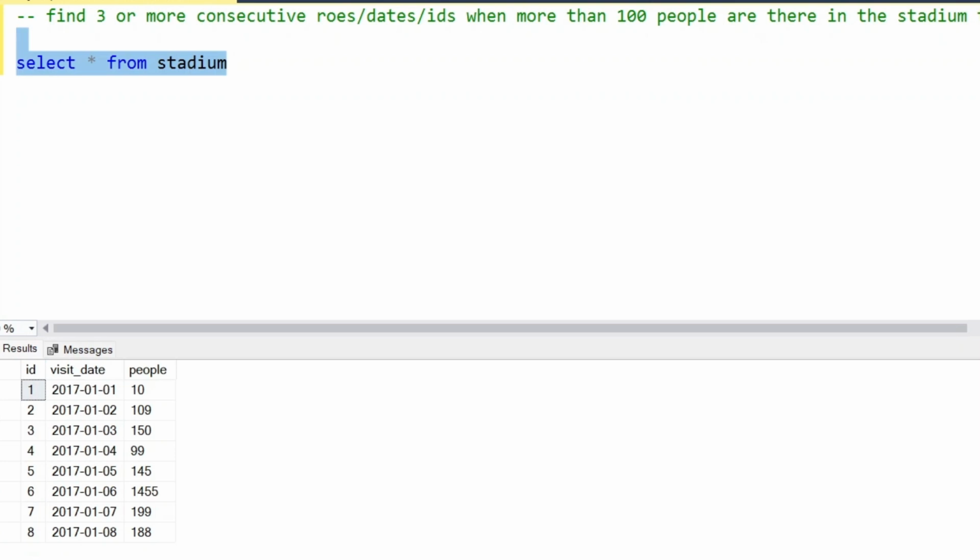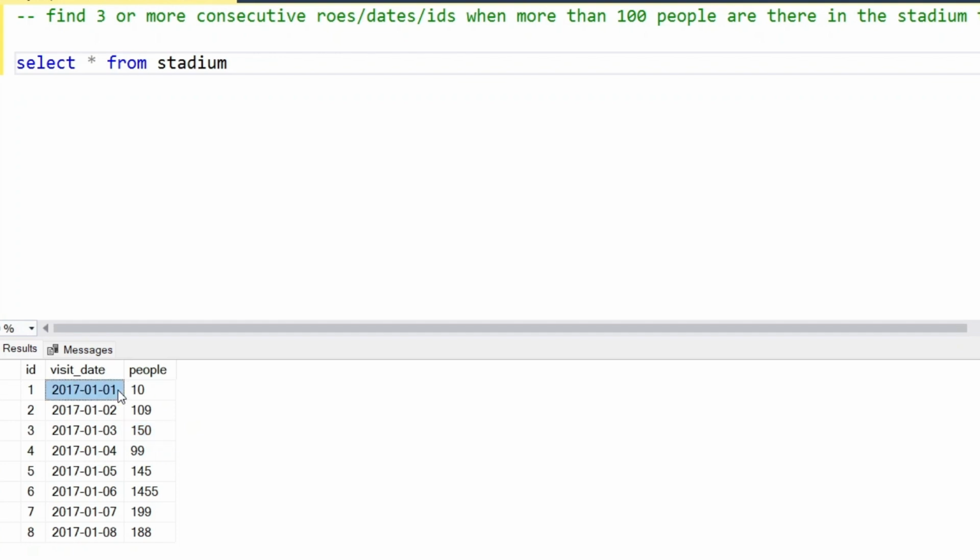Today we have another very interesting interview question, and this is an Amazon interview question. In the question we have to find three or more consecutive dates where more than 100 people were in the stadium. As you can see, these are the dates and these are the available people in the stadium. On 1st of January 10 people were there, on 2nd of January 109 people were there, and on 3rd of January there were 150 people.